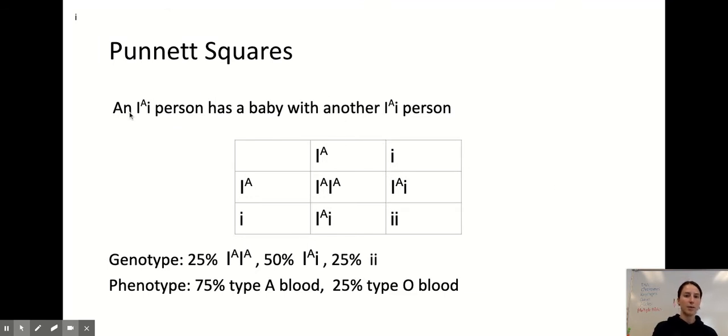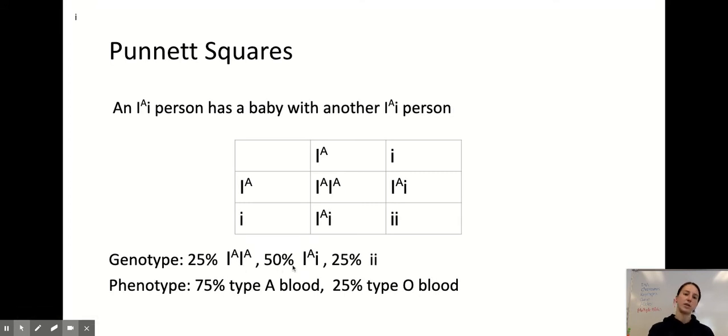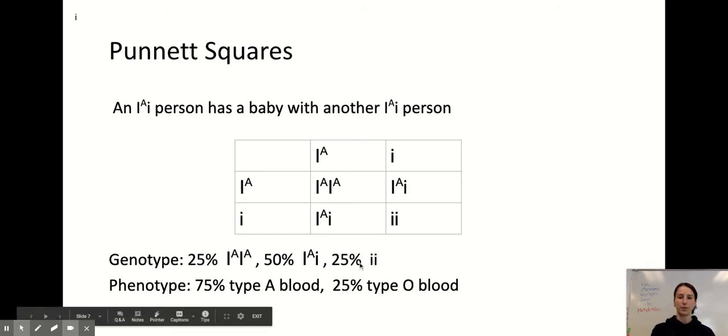Here's another one. We're going to have two heterozygous people with A-type blood making offspring. And now we can see we've got a bit of a different shakeout here. So we've got a 25% chance of having a genotype of homozygous dominant, 50% chance of having a heterozygous A-type blood, and a 25% chance of having O-type, or two recessive alleles.